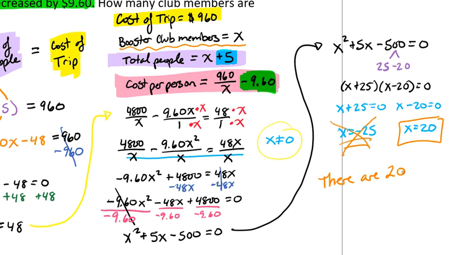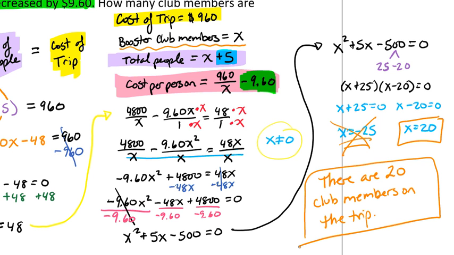And so here we find that there are 20 club members on the trip. And we have our solution.